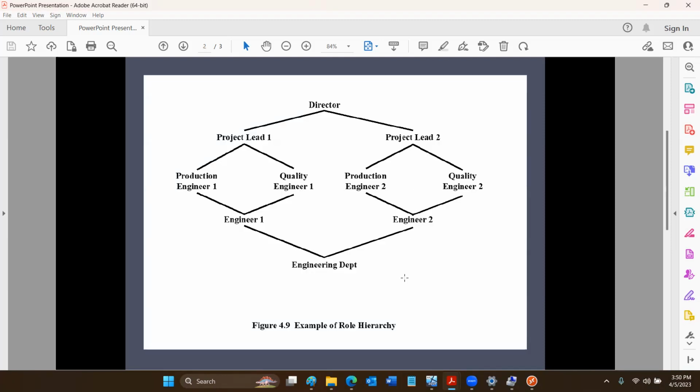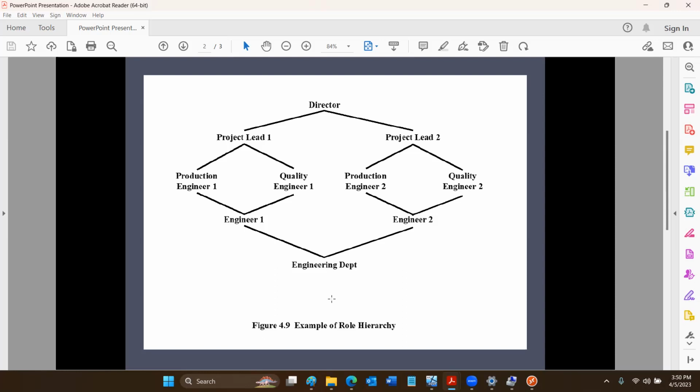Now, can everybody see this screen? Yes. Okay. And can everybody see, you've all heard about an org chart, right? An organizational chart?